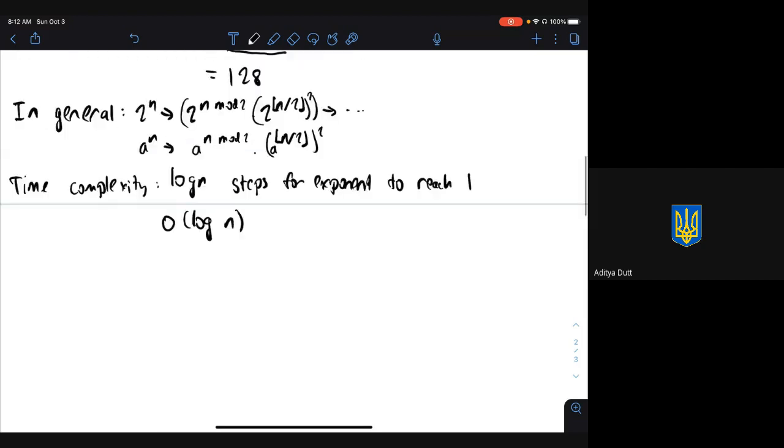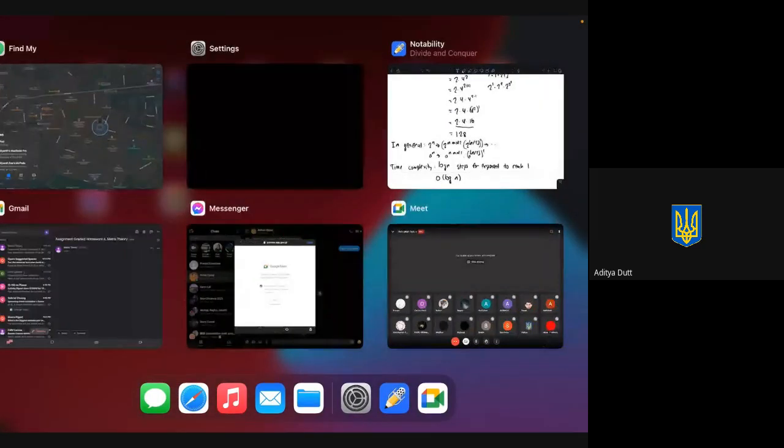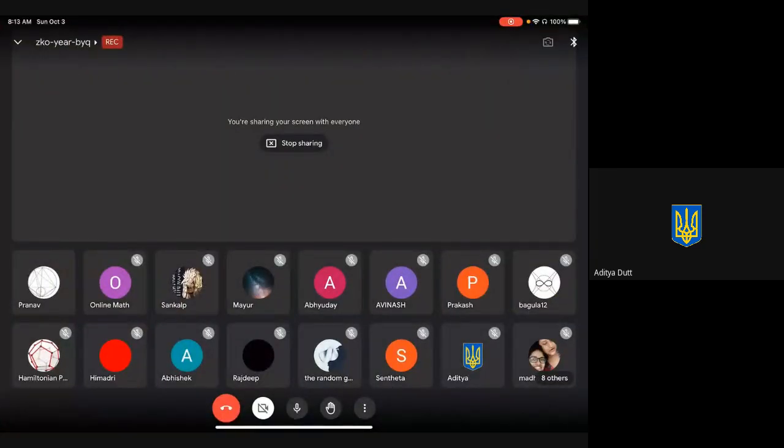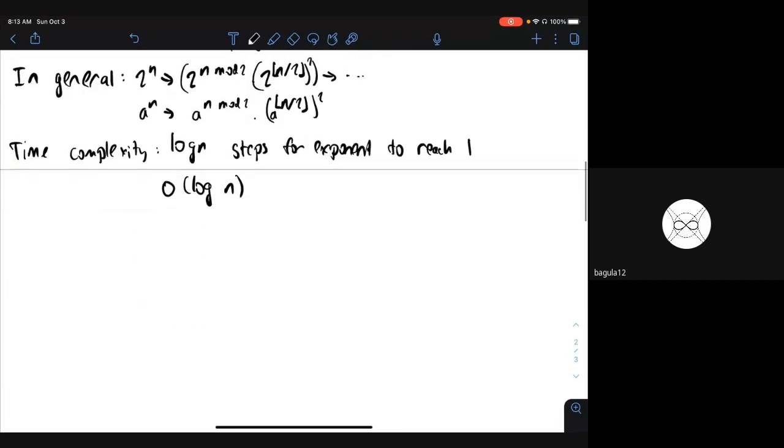So does everyone follow where we are so far? If a few of you could just say, if you have any questions, you could just speak up. That would be nice. Oh, can you just explain briefly what O of log n means? Sure. Okay.